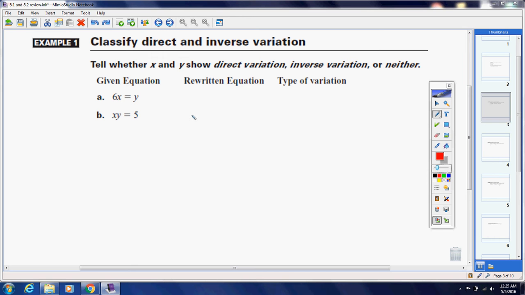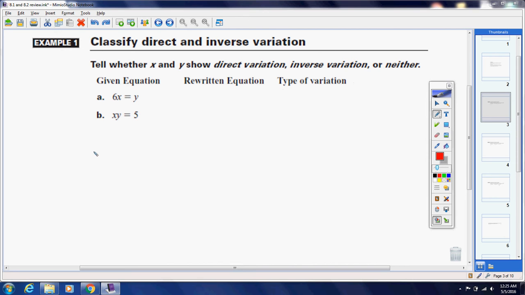We're talking about direct variation, inverse variation, and I'll throw some joint variation in there for free, and then we will graph a simple rational function. All right, let's take a look at direct and inverse variation. It says, tell whether x and y show direct variation, inverse variation, or neither. And we have two examples here.